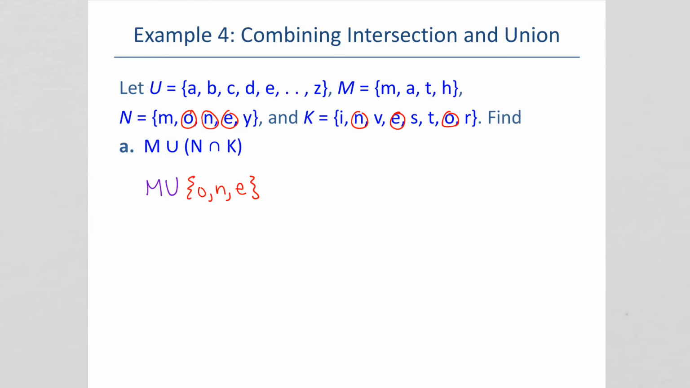So now we want all the elements that are in both M and O-N-E. So that would be M, A, T, H, C-O-N-E.